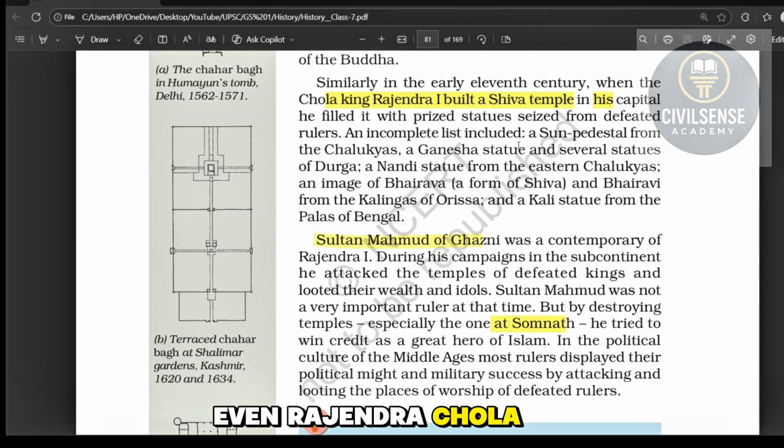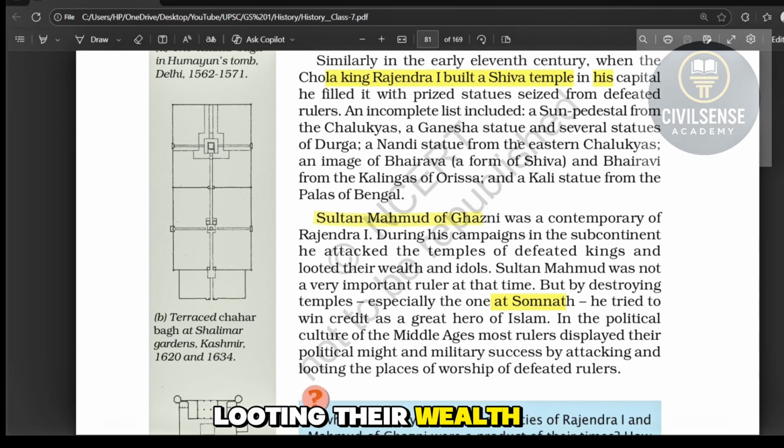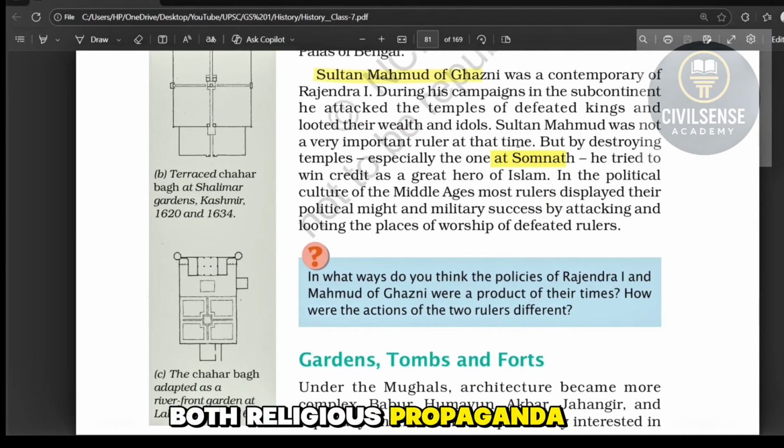Even Rajendra Chola I filled his new Shiva temple with idols and statues taken from defeated rulers, from Bengal, Odisha and Andhra. Similarly, Mahmud of Ghazni, who ruled in Afghanistan, raided India almost every year. He attacked the Somnath temple and others, looting their wealth. For him, it was both religious propaganda and a show of military strength. So in medieval times, attacking temples or mosques was not just religious, it was deeply political and symbolic.